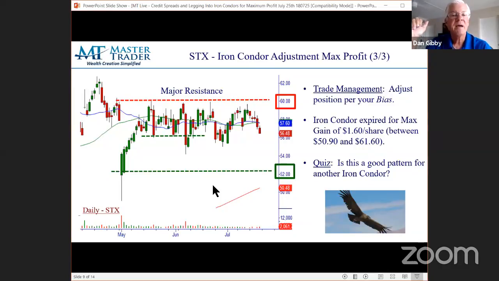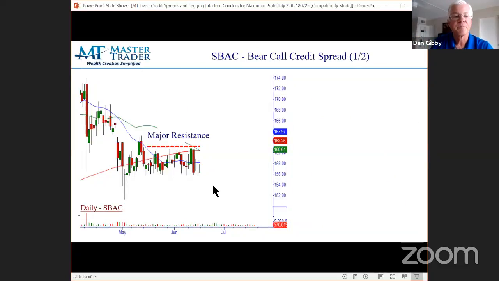I have another question here for you. Is this a good pattern? Because this is where it expired worthless. I grabbed the chart all the way to expiration. Is this another good setup based on what you've learned so far? Answer, yes. We have defined areas of resistance, defined areas of support.